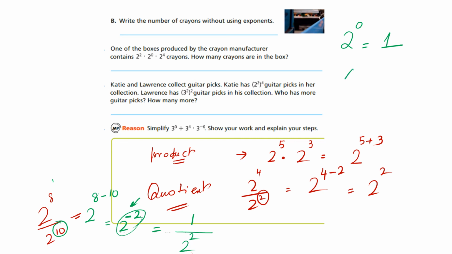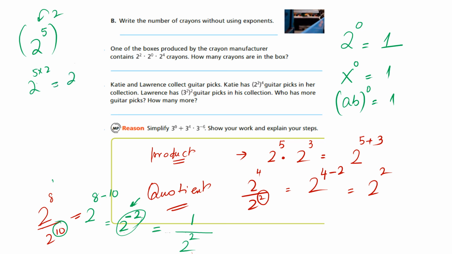Next thing we said, anything with a power 0 is said to be 1. Always. If I have x to the power 0, it is 1. If I have ab whole to the power 0, it is 1. Another thing we said: if you have a base with a power and a whole power, what do you do? You multiply the powers. And 5 times 2 gives you 10. These are a few of the properties which we have studied.